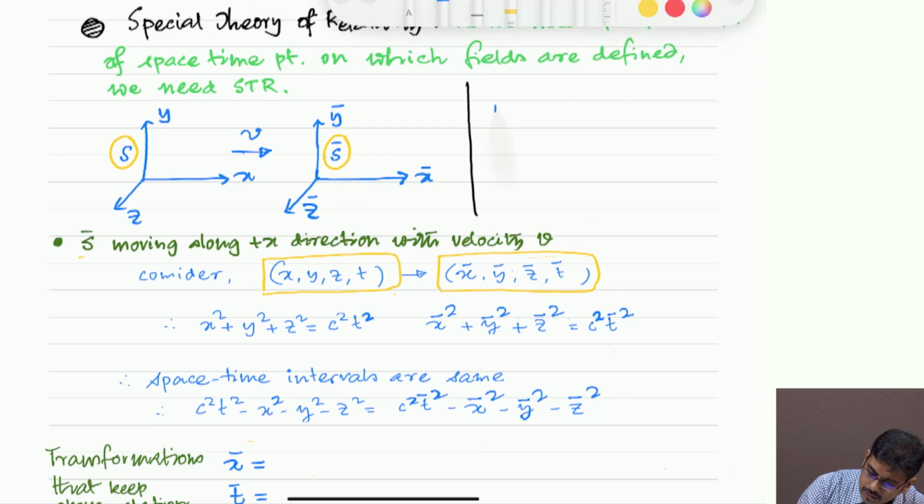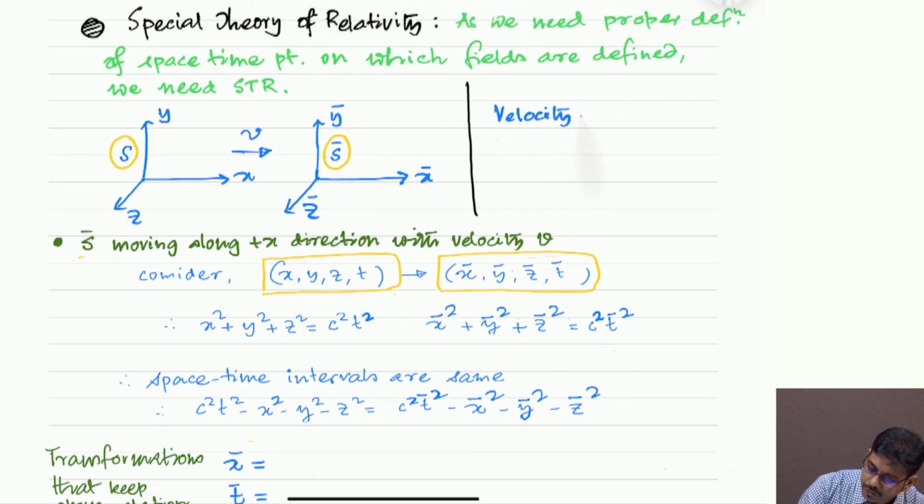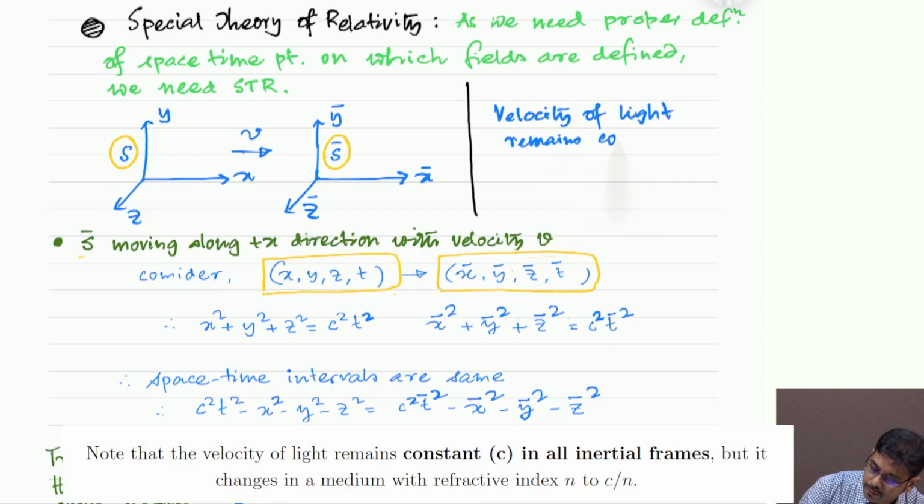And then you know the famous story of the Michelson-Morley experiment, which tried to measure the velocity of light in different moving frames, and it saw that it is not changing. So, one of the main interpretations of the special theory of relativity is that the velocity of light remains constant in all inertial frames.